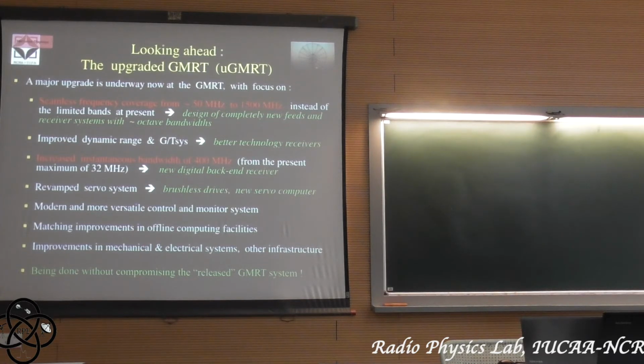The main target was that instead of those 5 discrete bands of operation that I showed you, we would like to cover continuously the entire range of frequencies which our dish is sensitive to. So try to cover, if possible, from 50 megahertz all the way to 1500 megahertz instead of those limited bands. So you can say, well, what's the problem in doing that?